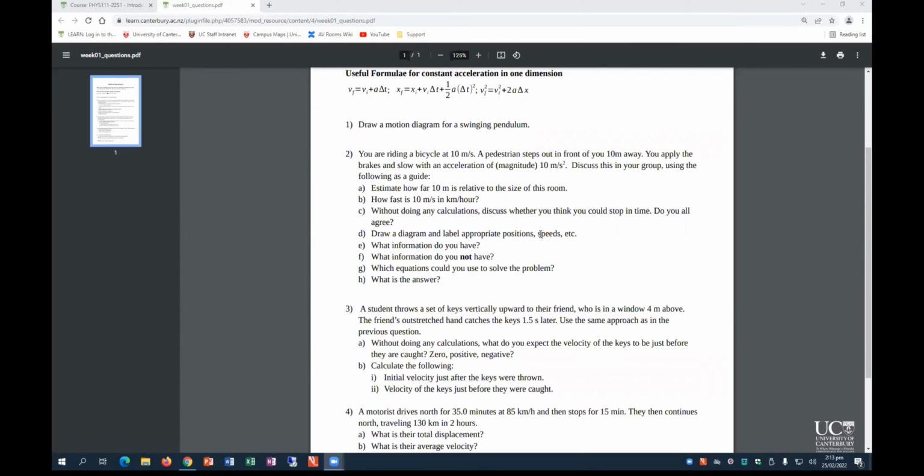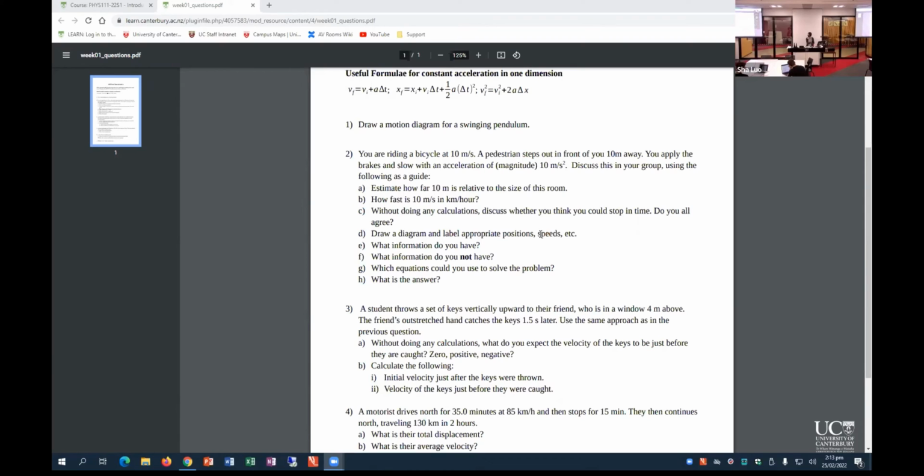Question B asks you to calculate the following: the initial velocity and the velocity of the key just before it was caught. This gives you a hint that we don't know the initial velocity, and we don't know the final velocity. So you have to use the equations to solve it and find out what is the right scenario.